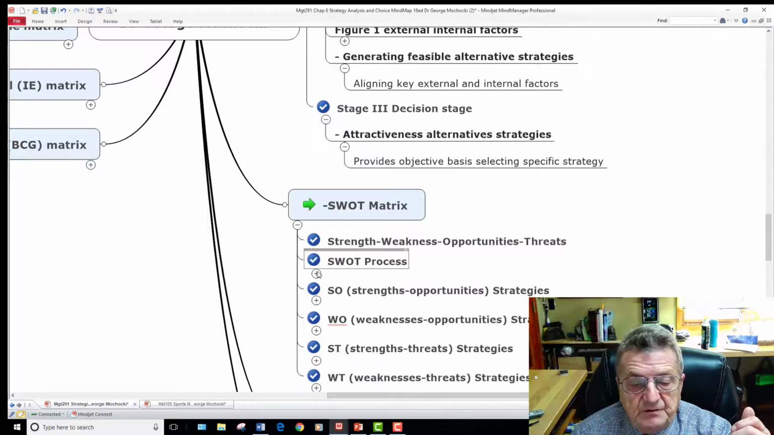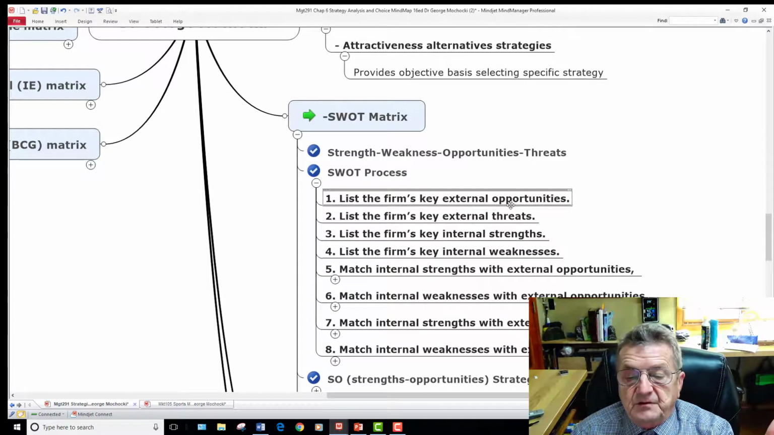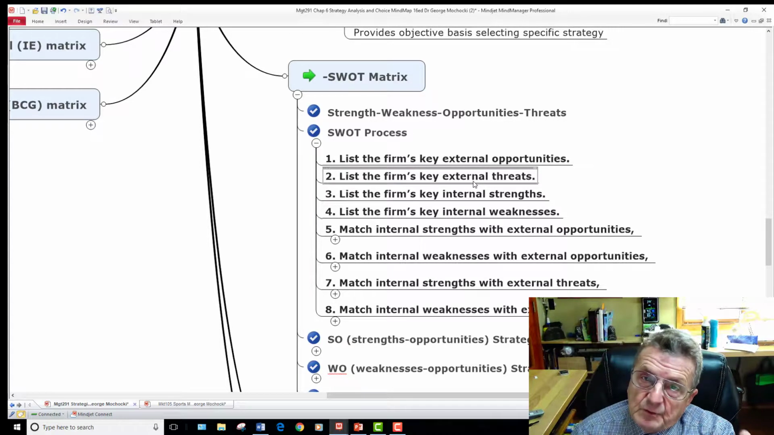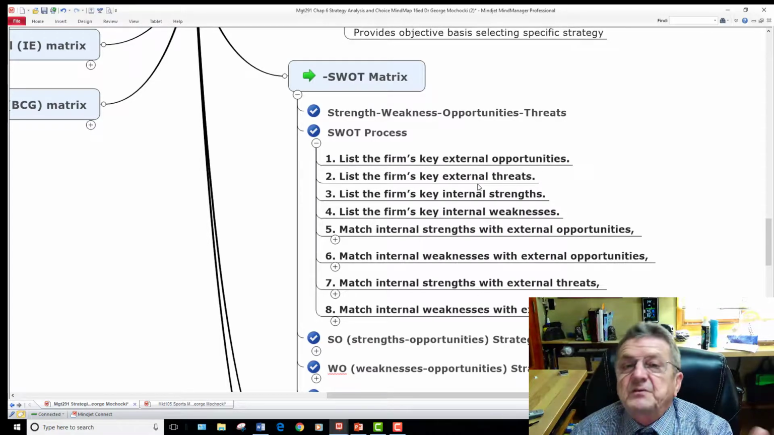Okay, so here's the process. I list the firm's external opportunities and threats. Remember, I'm talking strategic, so I'm looking at a company. If you're doing this for your department, you're going through the same process when you look into the strengths and weaknesses of your internal department. If you're an individual looking for a job, what are my strengths and weaknesses? You're basically providing a service for an organization.